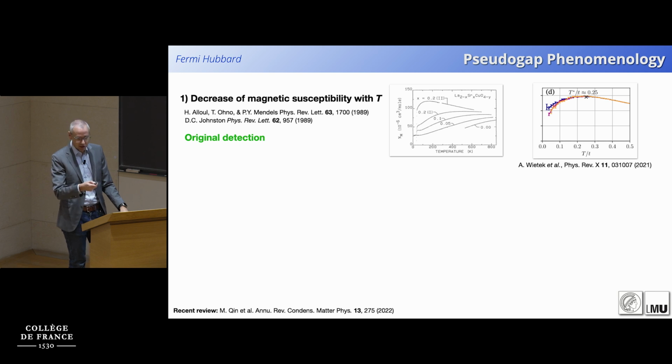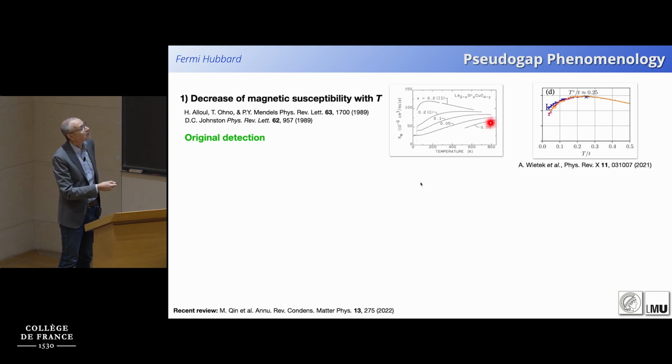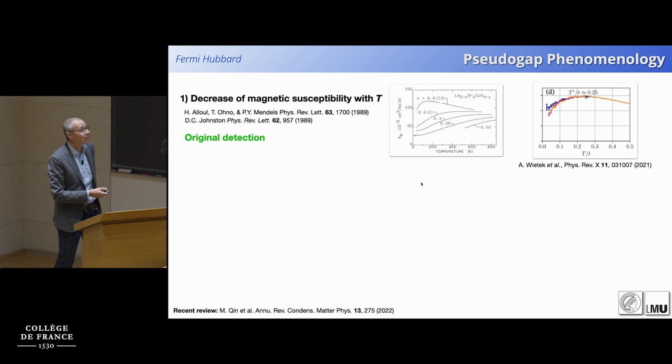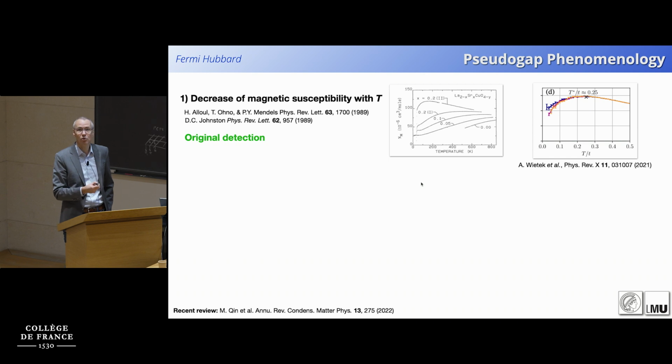Let me remind you that the original discovery of the pseudogap was done by looking at the spin susceptibility and finding that there's a maximum in the spin susceptibility as a function of temperature. So when you lower the temperature, this first rises and then it lowers again, and this maximum point was identified as the entrance into the pseudogap phase.